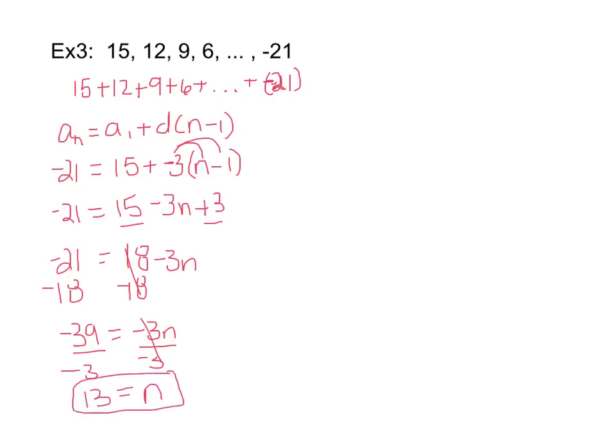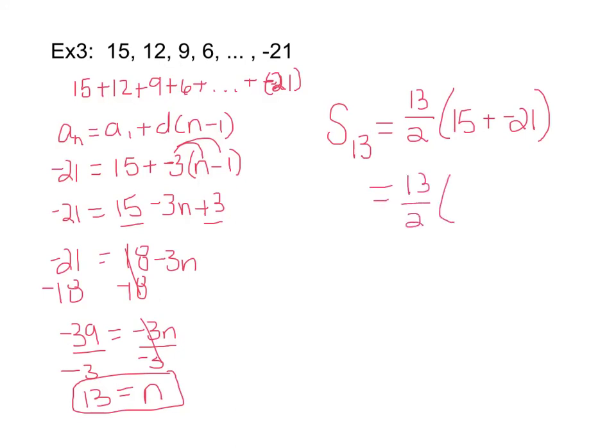So now let's use that in our summation formula. The summation of the 13 terms is equal to 13 divided by 2 times the first term, 15, plus the last term, which is a negative 21. 13 divided by 2. 15 plus a negative 21 is negative 6. And then we would multiply that and we would get negative 39. So our summation of the 13 terms is negative 39.